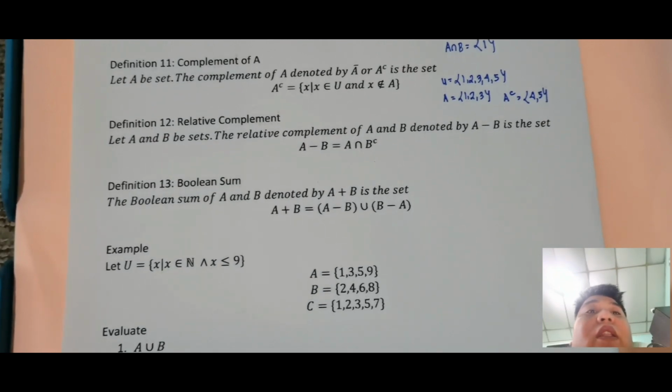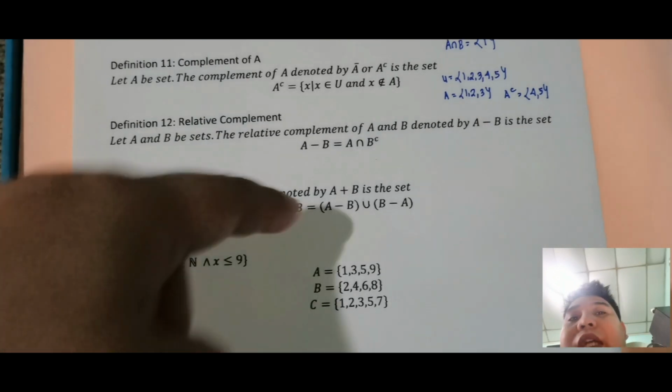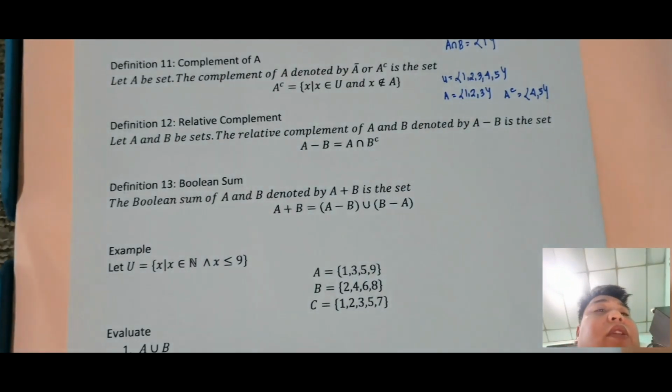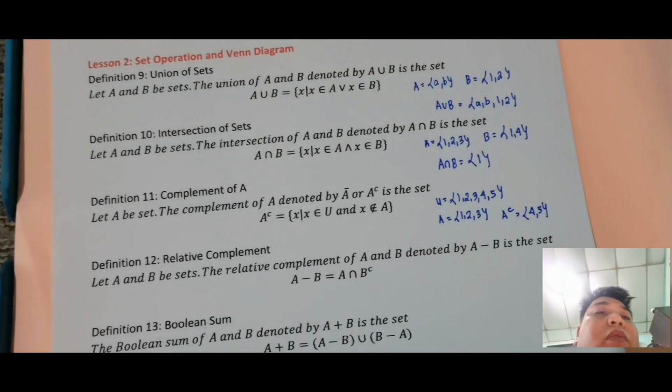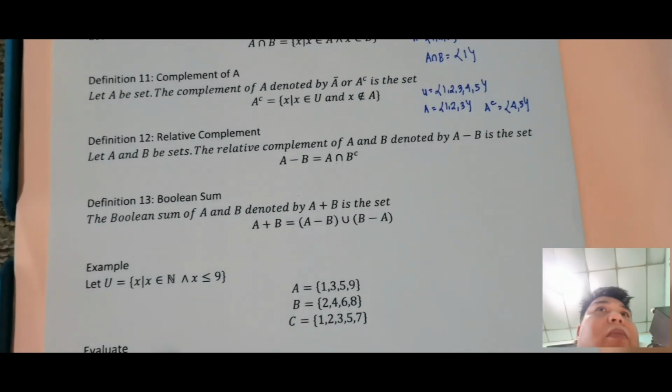So, ito ulit, let A and B be sets. The relative complement of A and B, denoted by A minus B, is the set containing A minus B, equal to A intersection B complement. Kung napansin mo kanina, more in definition yung tatlo, pero pagdating kay relative complement, parang naging identity siya or equivalent siya doon sa part na yun.